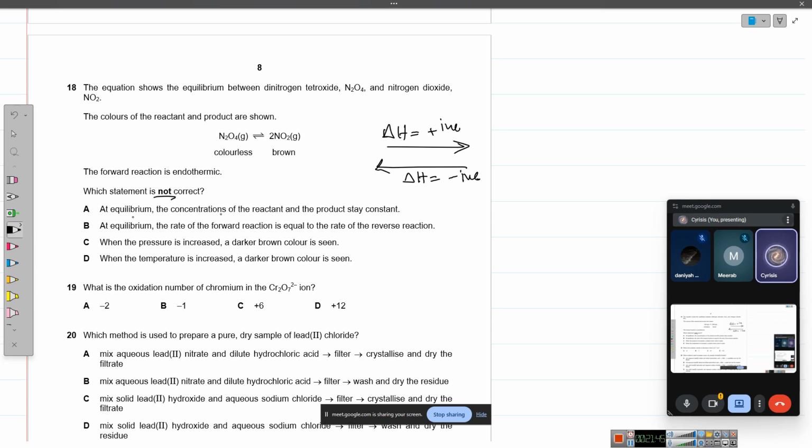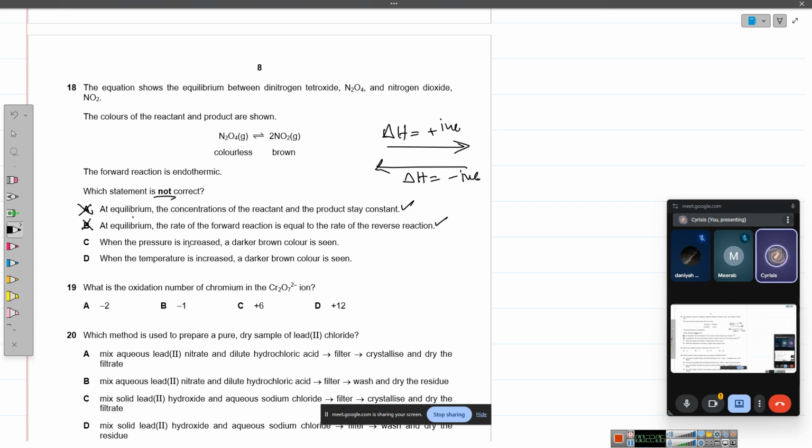At equilibrium, the concentrations of the reactants and the products stay constant. It is correct, so not our option, right? Keep in mind we are looking for the statement that is not correct. I'm putting a tick to identify this as a correct statement, so we will have to eliminate this. At equilibrium, the rate of the forward reaction is equal to the backward reaction. That is also a correct statement, so not our answer.